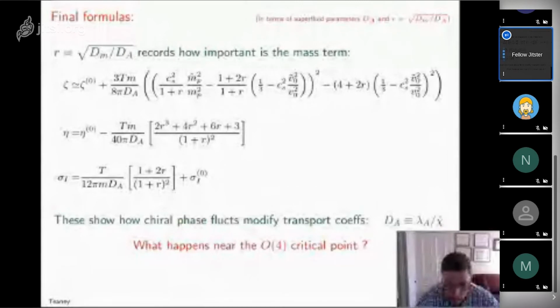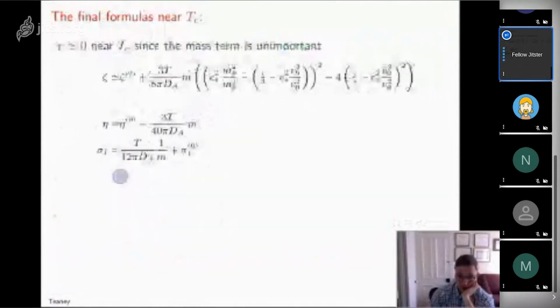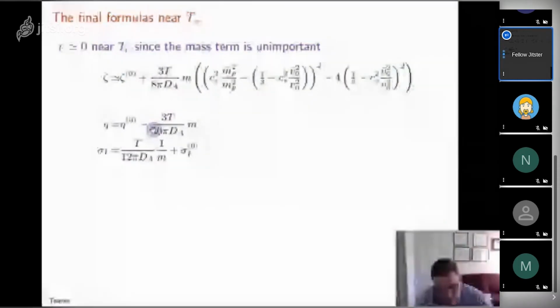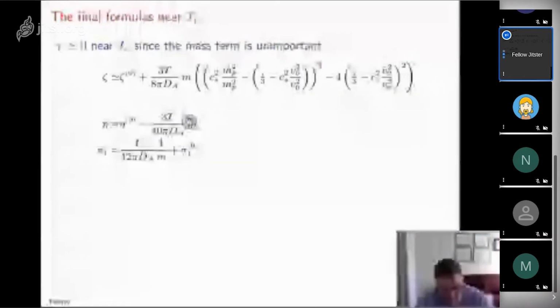Now let's ask what happens near the critical point. How do these formulas behave? First of all, near the critical point the mass term is not important, and so you already get simpler formulas. It still looks a bit complicated, but the shear viscosity is totally tractable. It goes like the screening mass of the pion and the diffusion coefficient.